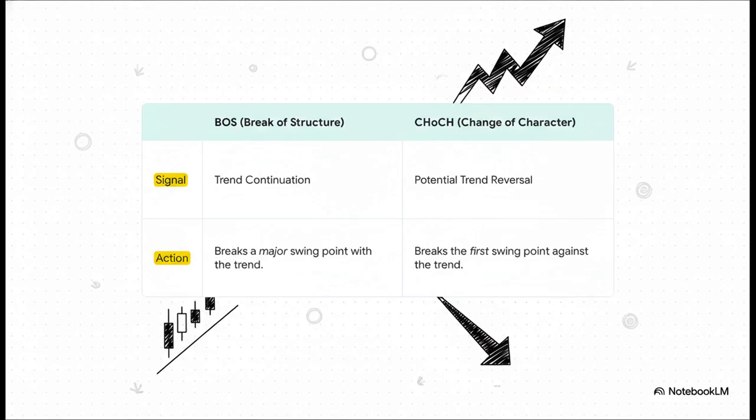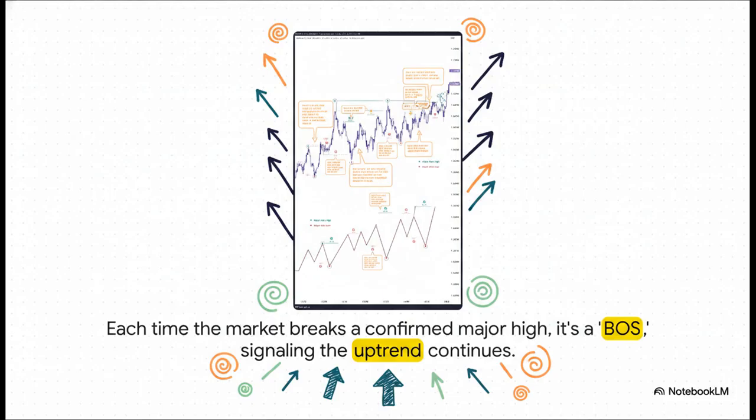Now, a change of character, or CHOCH, that's your warning signal. It's the very first time the price breaks a valid swing point against the current trend. Now check out this chart of a nice clean uptrend. Every time the market breaks through one of those confirmed major highs, it's marked as a BOS. See how there's a series of them one after another? According to this framework, as long as the market keeps creating these upside breaks of structure and it doesn't break the major lows, that bullish trend is still very much alive and well.